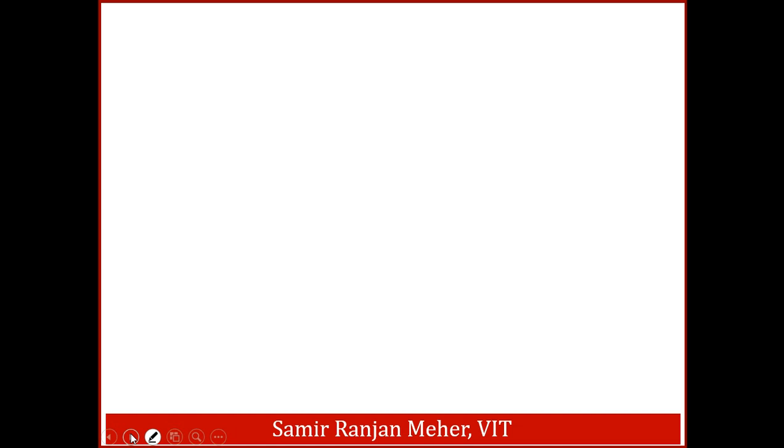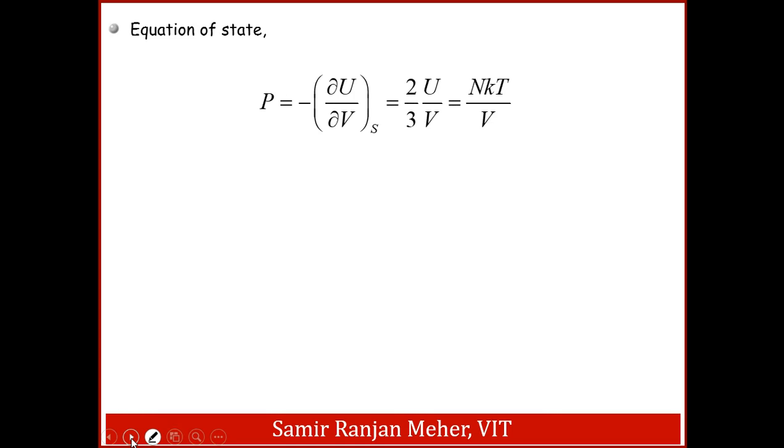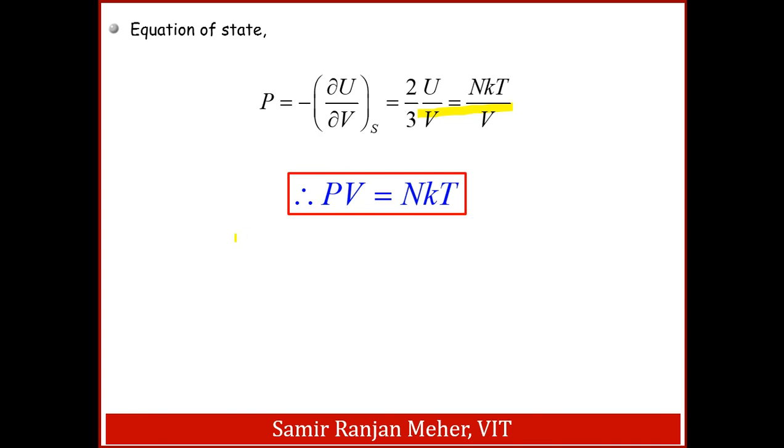Finally we can obtain the pressure of the system, which is given by minus of delta U by delta V at constant S, which is 2 by 3 U by V, which is NkT by V. So taking V to the left-hand side, I can obtain PV equal to NkT, which is the famous classical ideal gas equation.